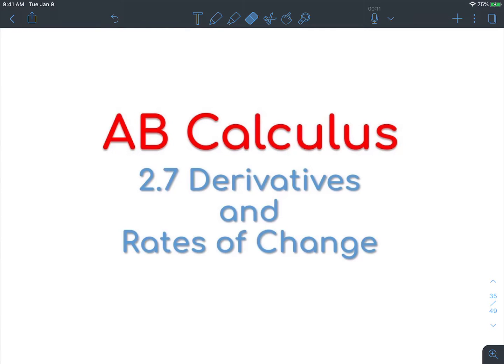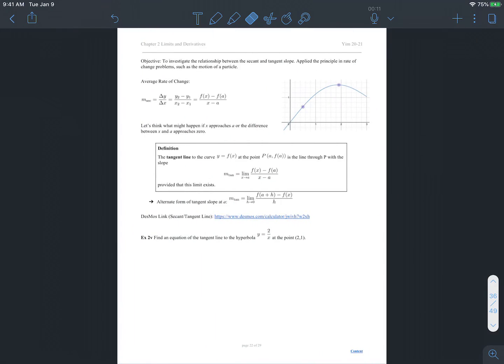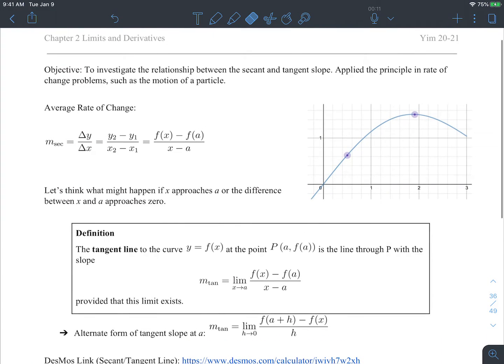Calculus 2.7, Derivatives and Rates of Change. Our objective is to investigate the relationship between the secant and a tangent slope and apply the principle in rate of change problems, such as the motion of a particle.